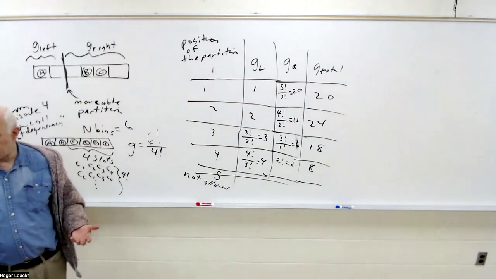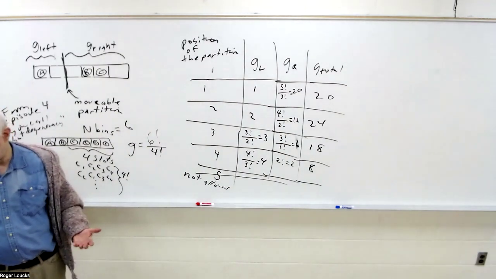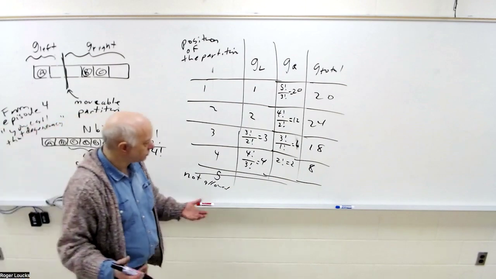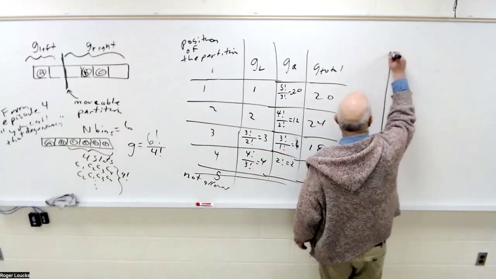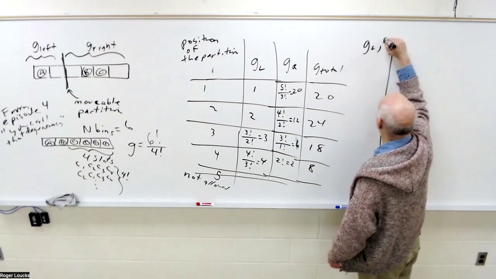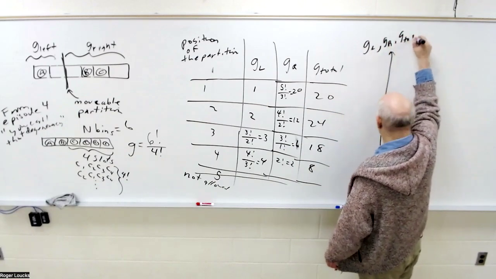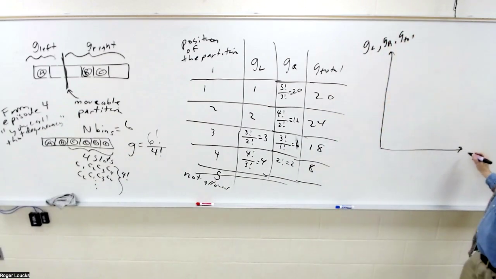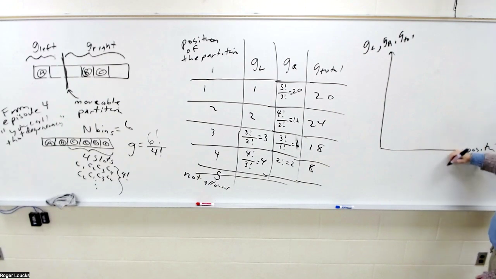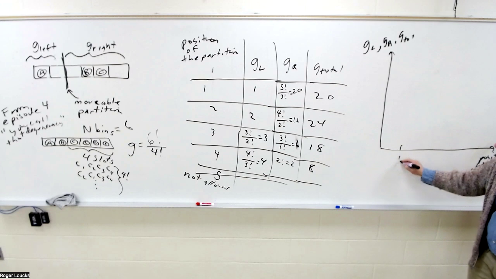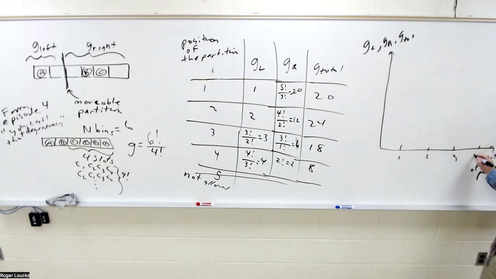And then we made a graph, and the graph I did a really crappy job on, so I wanted to do the graph better because it was just really awful. I should have looked at my scale. I'm going to plot my G here. This is going to be G left, G right, and G total. And this is going to be basically the position of the partition. Let's make this a little bigger. This is 1, 2, 3.